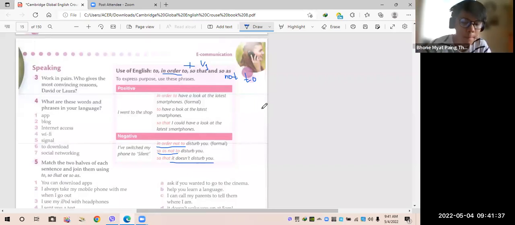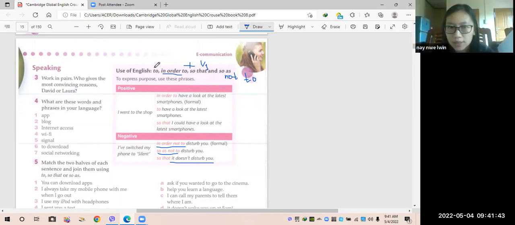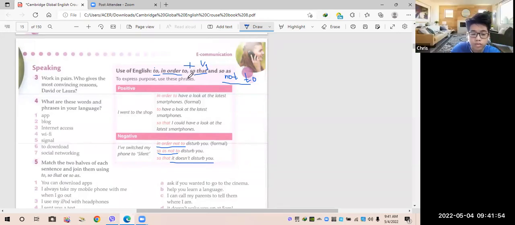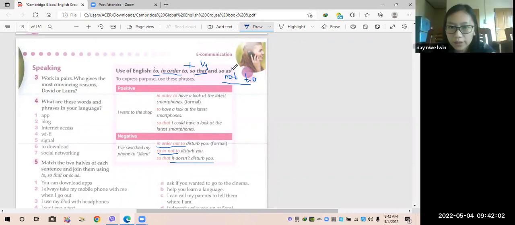We need to write these four words: to, in order to, so that, so as not to. You have to use these phrases. Should we write a negative one? Yes, the negative ones are only so that and so as not to. Oh, okay.